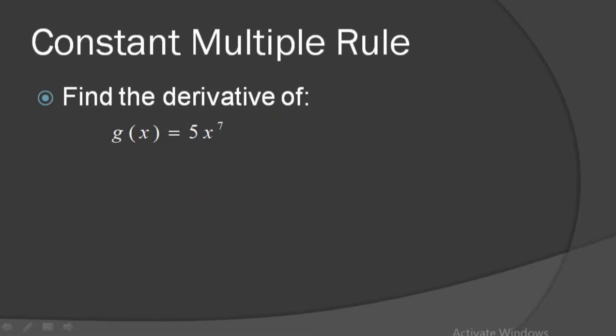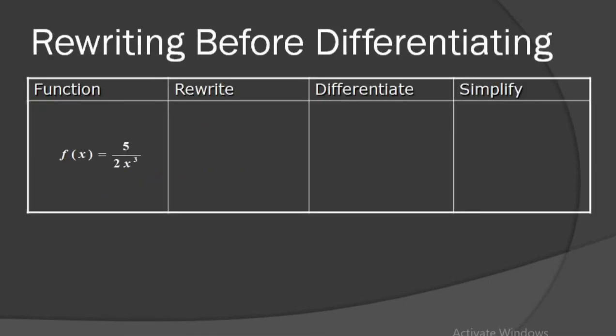The next example is to find the derivative of g of x is equal to 5 into x raised to 7. The first derivative of g of x with respect to x is denoted by g dash x. g dash x is equal to 35 into x raised to 6. Now we have to study another example related to the derivative. Here the function is f of x is equal to 5 upon 2 into x cube. Now rewrite our function. We get f of x is equal to 5 by 2 into x raised to minus 3. Now differentiate our function with respect to x.